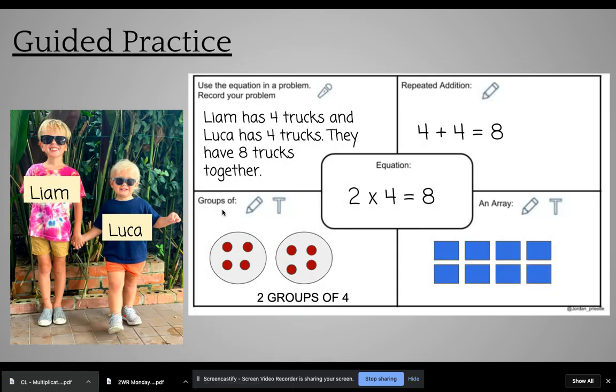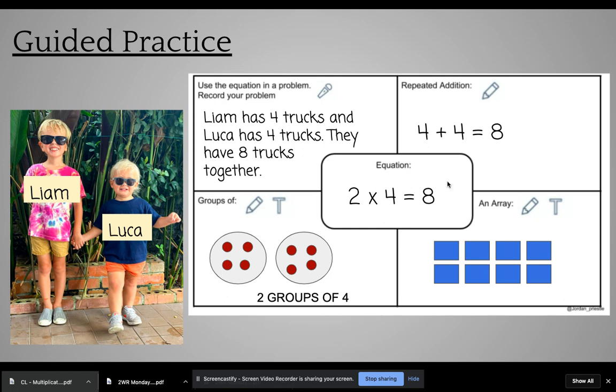All right, here we have a little guided practice. Liam and Luca have 4 trucks. Liam has 4 trucks and Luca has 4 trucks. They have 8 trucks together. So my repeated addition is 4 and 4. That would be 8. It's repeating the same number over and over.